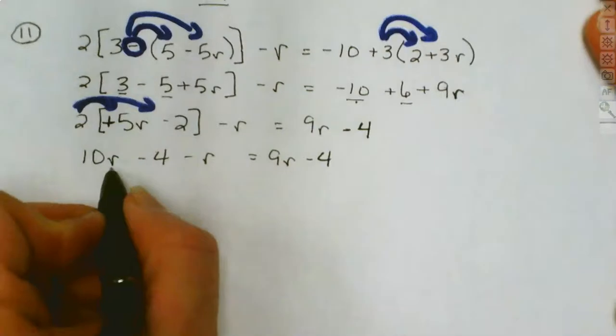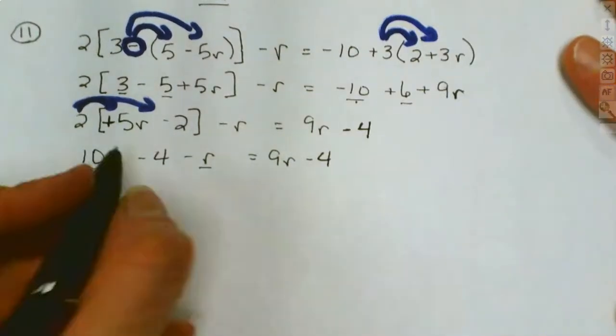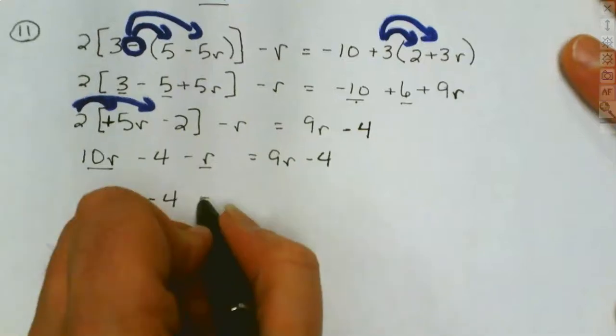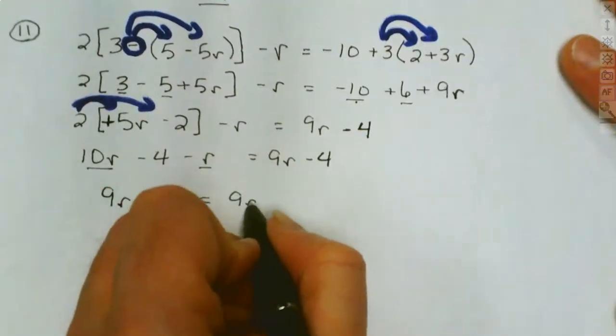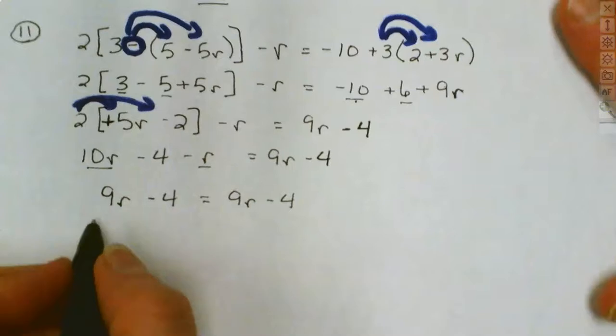And then what do you know about 10R minus R? Well, that's 10 minus 1, so that makes it a 9R minus 4. And the right-hand side is also 9R minus 4, right? Okay, so we have now gotten to this step. What do we know about the left and the right-hand side? They are the what? Same, okay? And if they are the same, then what is it? Identity. So this is an identity.